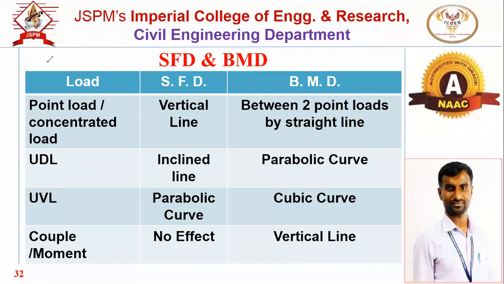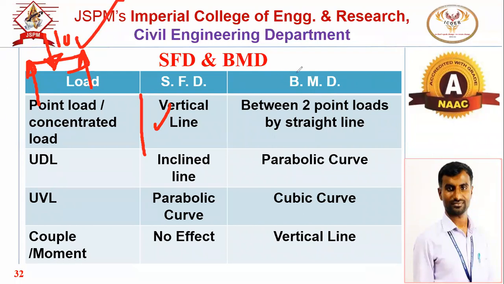Suppose on a beam there is a point load, a concentrated load of, say, 10 kilonewton. If there is a point load, then the SFD will be a vertical line. At that particular point, the nature of the point load in SFD is governed by a vertical line of magnitude 10 kilonewton.